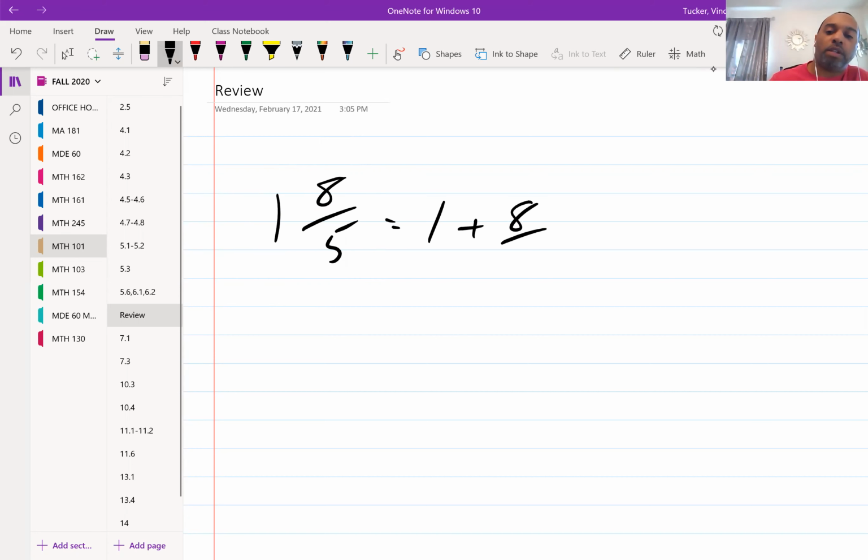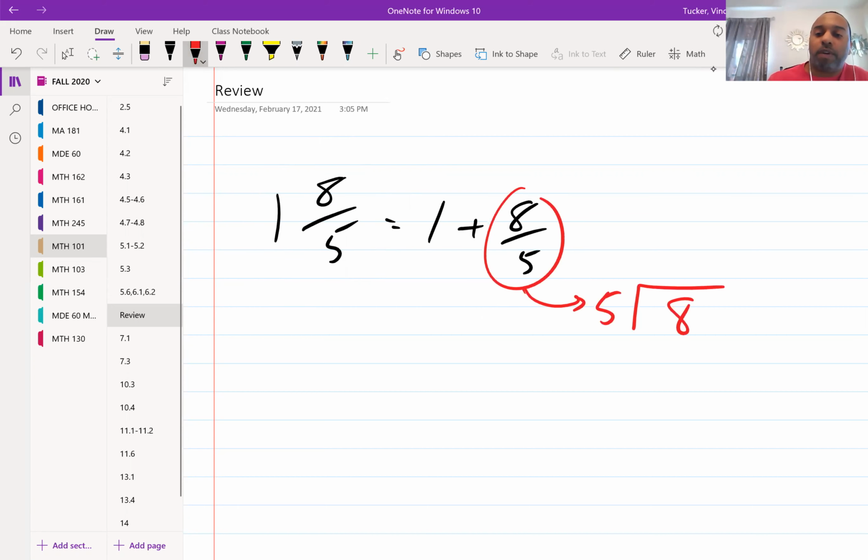So what we'll do is look at this as 1 plus 8 over 5. That's the relationship between those two numbers. And we can simplify this, or write that as a mixed number, by taking 5 into 8. So 5 goes into 8 one time. 1 times 5 is 5. Subtract, that'll be 3. So write this like this. That mixed number will be 1 3/5.